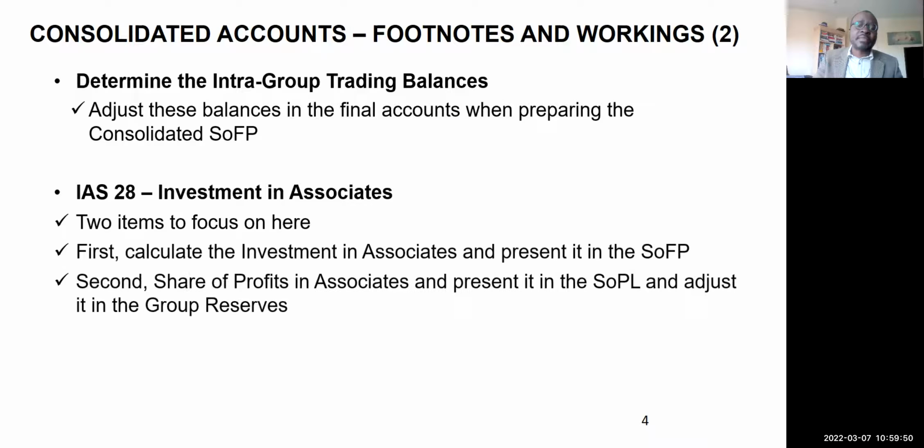Now, listen, in terms of associates, it's just 2 items we need. This is not a lot of work. You focus on just these 2 items. One, what is the investment in associates? You calculate it, present it on the statement of financial position. And the second one is what is the share of the parent's profits in the associates? Present it in the statement of profit and loss and adjust it in the group reserve. These are only 2. It takes you less than 3 minutes to calculate this. So this is not a lot of work, just those 2 items, which we looked at in week 4.